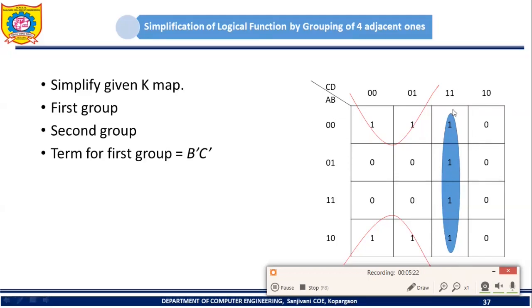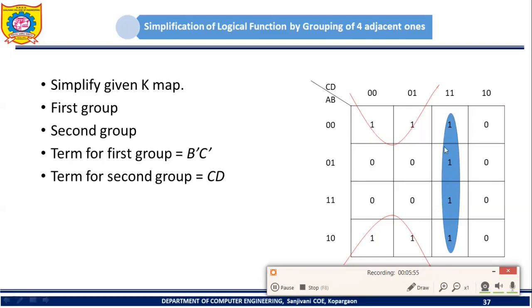What about C and D? So C and D, they remain constant for this whole group, okay, and value of C and D is 1 1. So that's why I should consider C and D while writing a term for this group, and I should discard A and B. So can you tell me what will be the term that will correspond to this group? So the term corresponding to this group can be obtained by performing AND operation between C and D. So what is value of C and D? 1 1. So that's why I should consider uncomplemented form of C and D. So the term corresponding to this second group will be C and D.